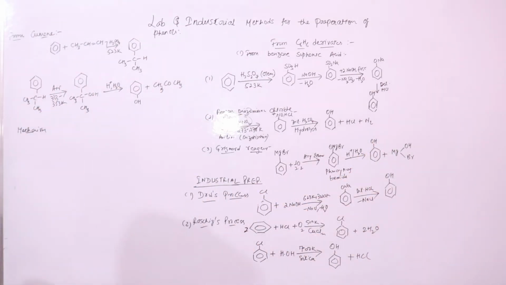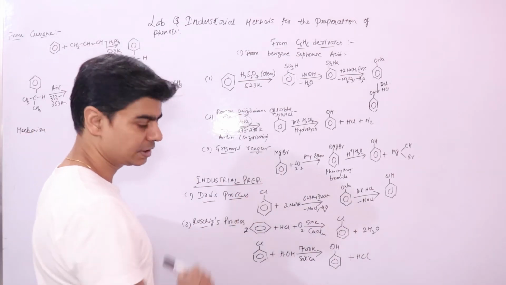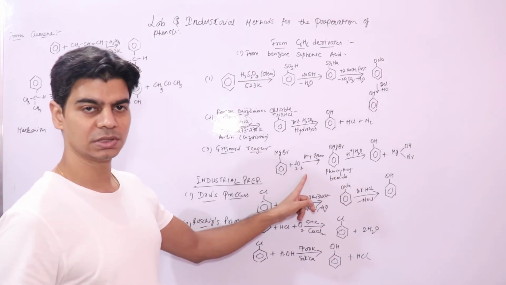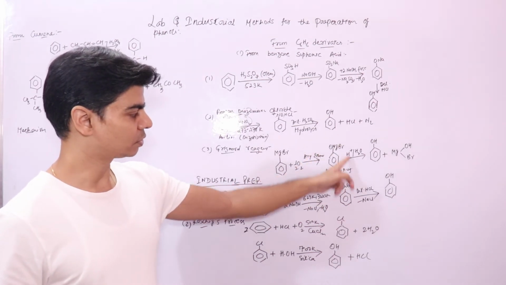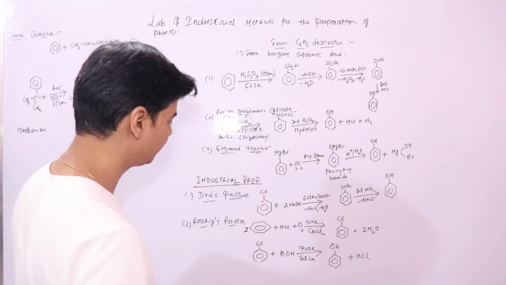I hope this is easy to understand. I repeat, this is your Grignard reagent, which is taken in dry ether, oxygen is passed through it, it forms phenoxy magnesium bromide, which undergoes acid hydrolysis to give you phenol, right?